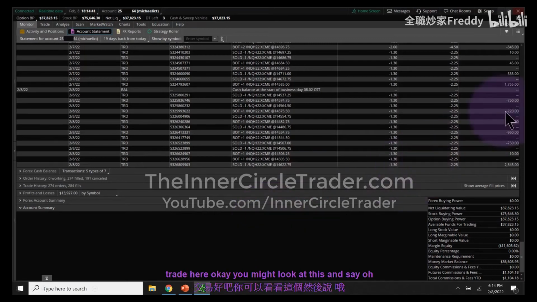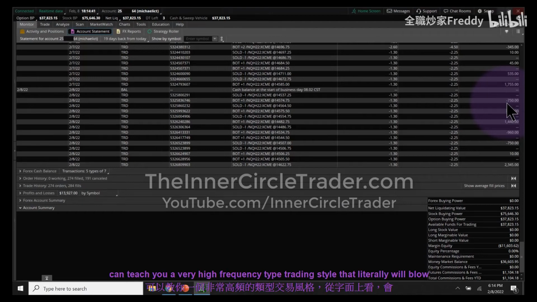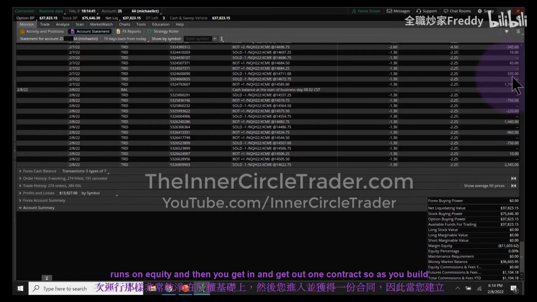Here was the initial trade here. Okay, you might look at this and say, oh man, I wouldn't do that. Pay $750? I'm looking for significant price moves. I'm looking at trades that are a little bit more significant intraday because that's the model I'm teaching you. Now, I can teach you a very high frequency type trading style that literally will blow the doors and beat the brakes off of all these supposed algorithms that YouTube's promoting. And they won't have these types of trades in them. Okay, it'll be just real clean, like 500 pip or $500 runs or $300 runs on equity. And then you get in and get out on one contract.